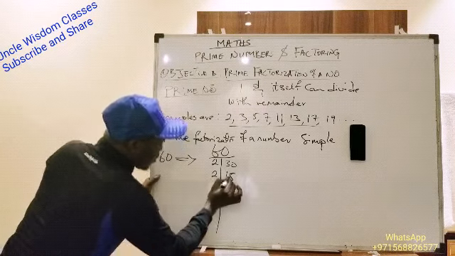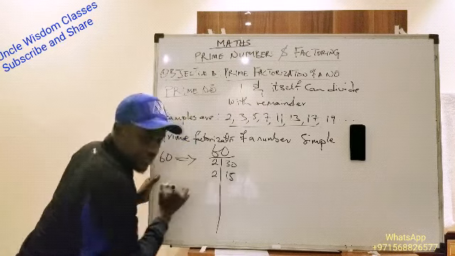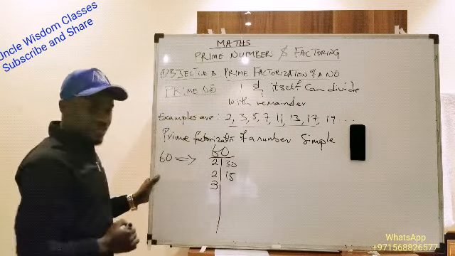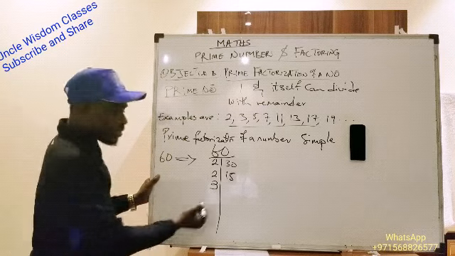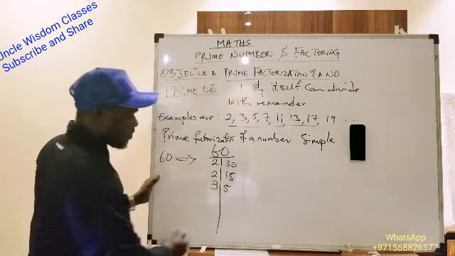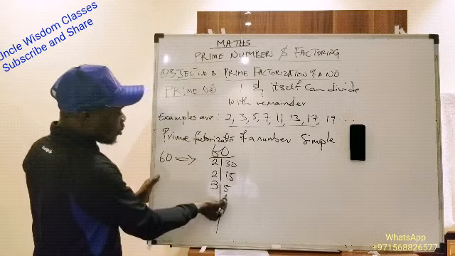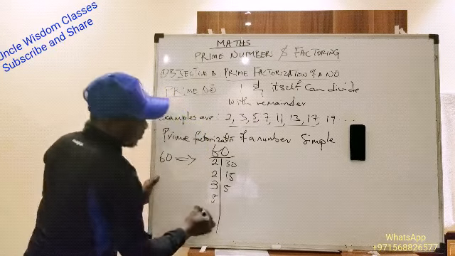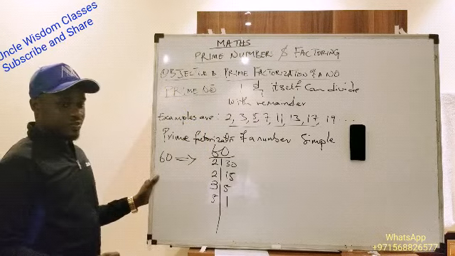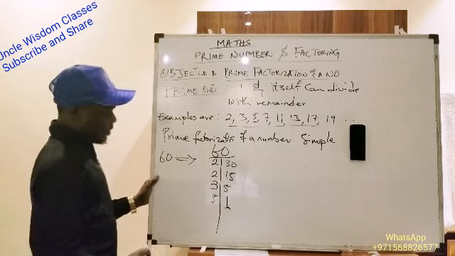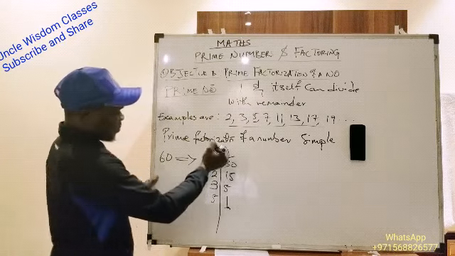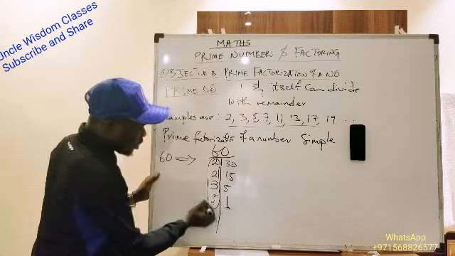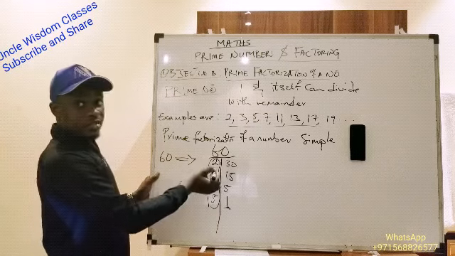Then 2 cannot divide 15 again. But another prime factor or prime number can divide it. That is 3. 3 can divide 15 to give us 5. 3 cannot go again. Then another prime number can divide it to 1. That is the end. Therefore, these are the prime numbers that, when you multiply them, can give you 60.